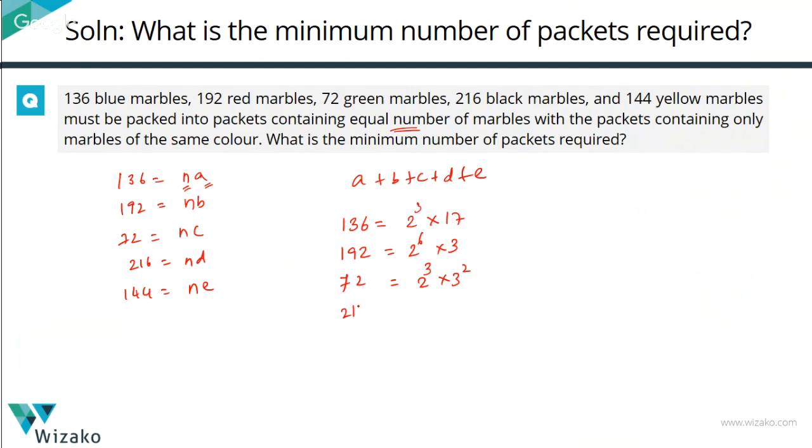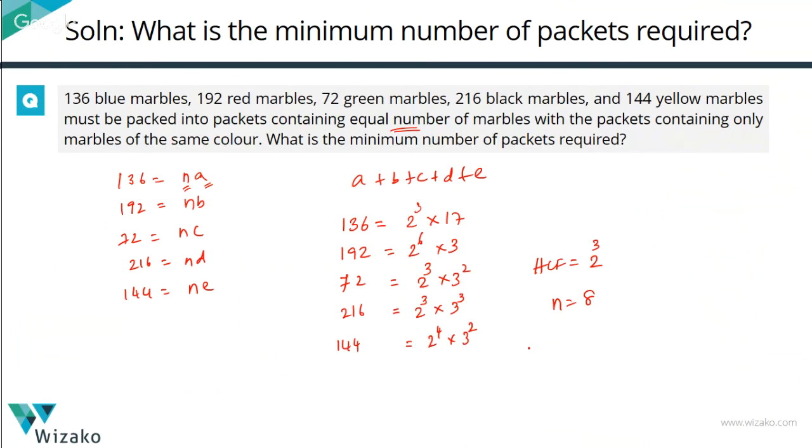216 is 24 into 9, which is nothing but 2 cube into 3 into 3 square, which is 2 cube into 3 cube, 6 cube it is. 144 is 16 into 9, which is 2 power 4 into 3 square. Let's pick the only prime factor that's common to this, which happens to be 2, and in its lowest power, which is equal to 3. So the HCF of these numbers is equal to 8.